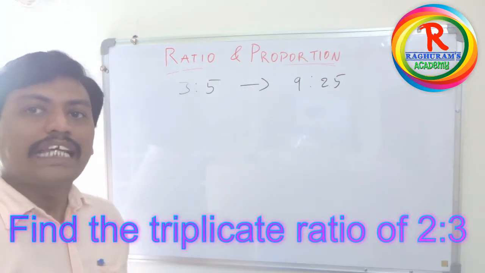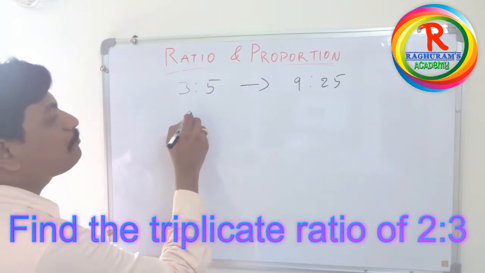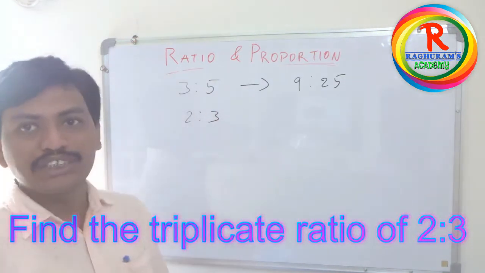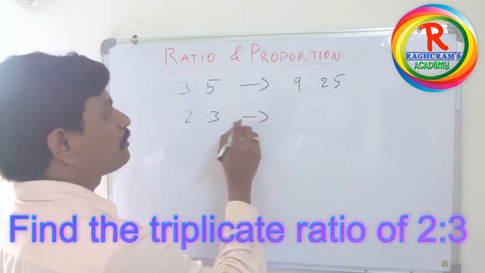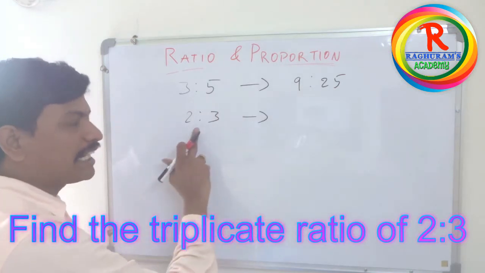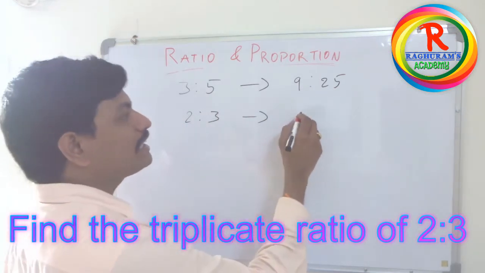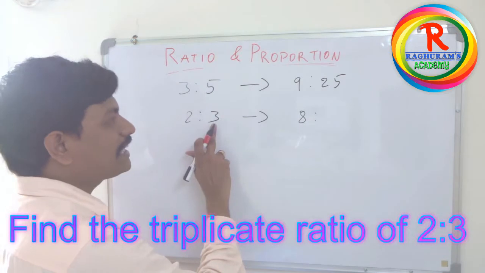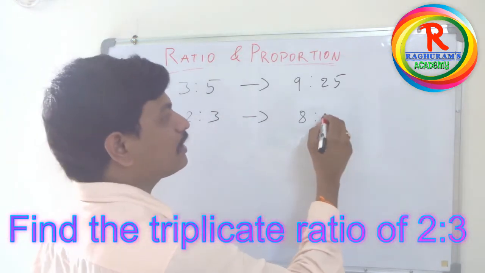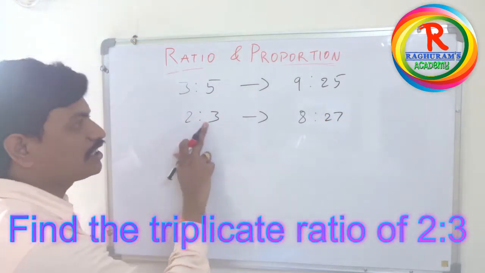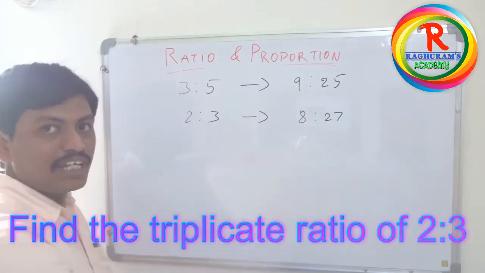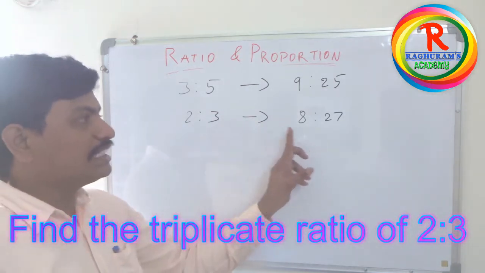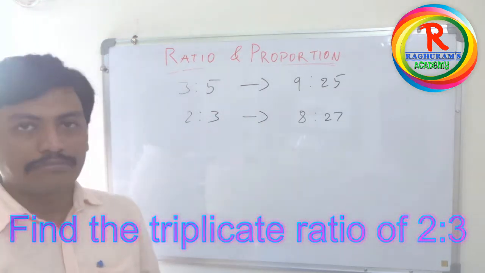In the same way, next problem: find the triplicate ratio of 2 is to 3. Duplicate is a square and triplicate is a cube. 2 cube is 8, is to 3 cube, 3 3s are 9, 9 3s are 27. So 2 cube is to 3 cube, 8 is to 27. So the triplicate ratio of 2 is to 3 is 8 is to 27.